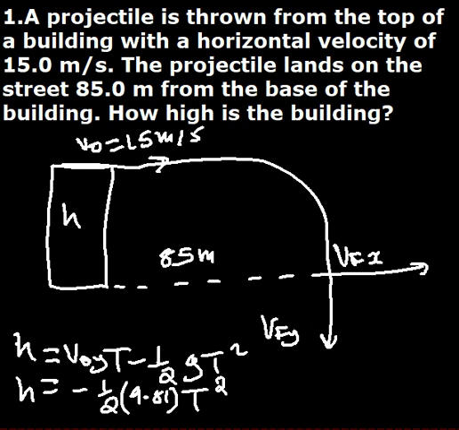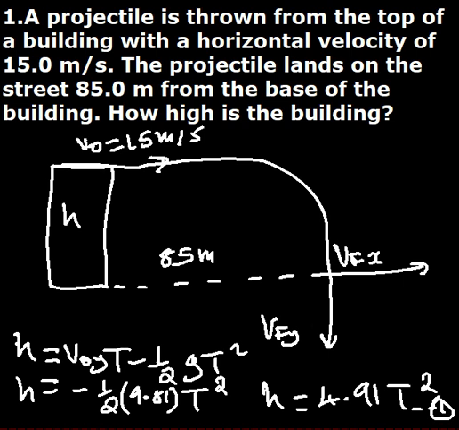What is 9.81 divided by 2? It gives us the height as 4.9 t squared. Let's call this equation 1. What we do not have is the total time. So how should we get the total time?